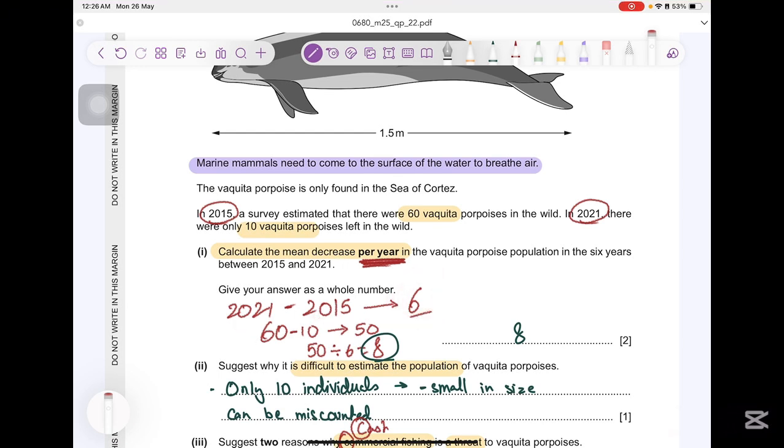And then you're going to subtract the amount of vaquita in each year. 60 minus 10 is going to give you 50. 50 divided by 6. Now, pay attention to this part. Give your answer as a whole number, because this answer is going to be 8.3, if I remember correctly. So, estimate it. It's going to be 8.